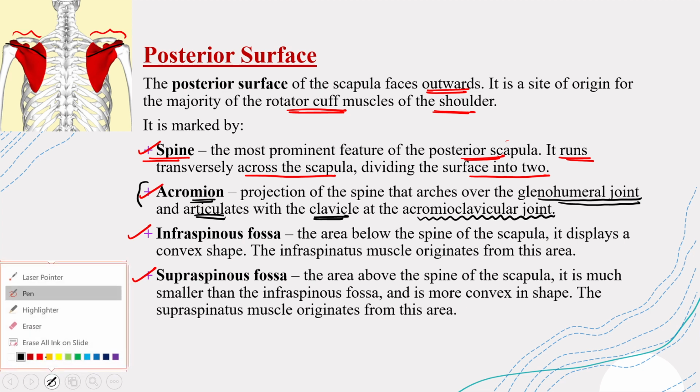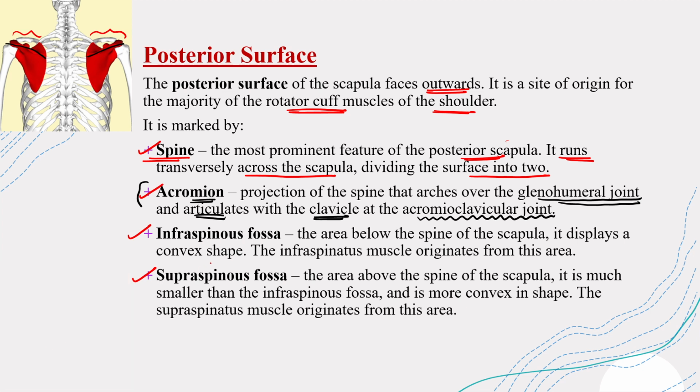And then we have the infraspinous fossa. So what is the infraspinous fossa? It is the area below the spine. Here you have the spine, and below the spine you have the infraspinous fossa, which is somewhat convex in shape. Here you can see the infraspinous muscle originating from this area, because this is the infraspinous fossa.